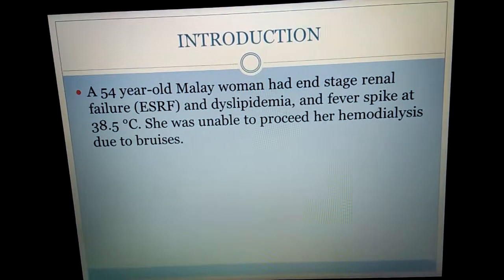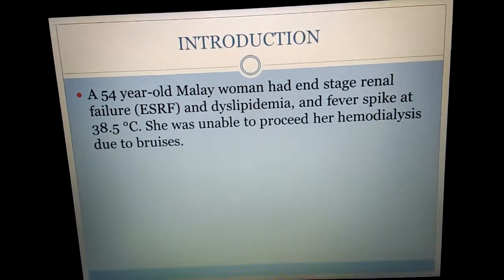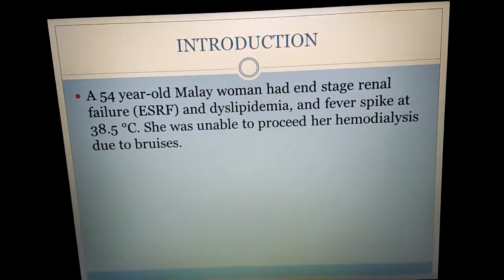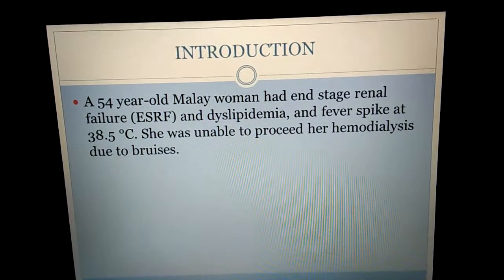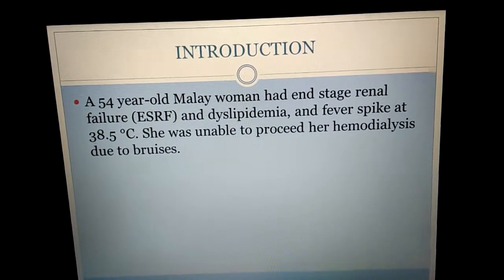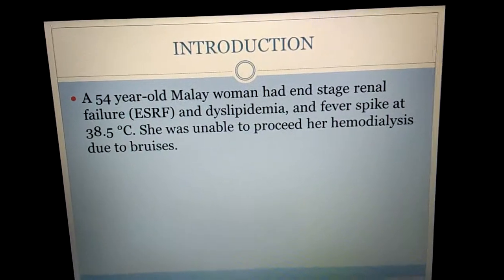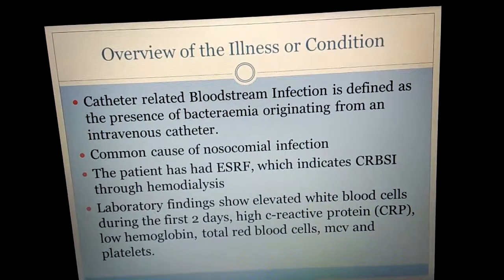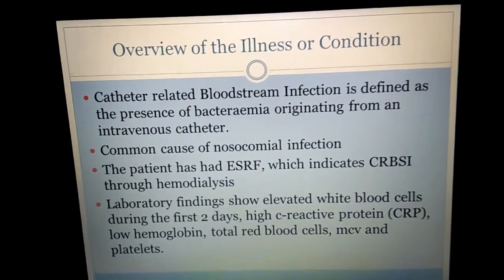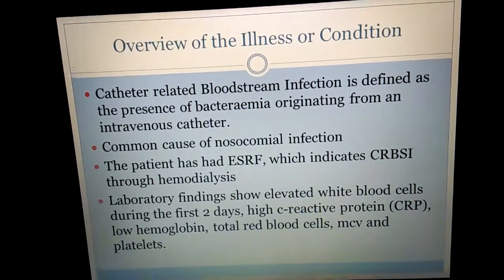Introduction. The patient is a 54 years old Malay woman who had an end-stage renal failure, that is ESRF, and dyslipidemia, and her fever spiked at 38.5 Celsius. She was unable to proceed with her hemodialysis due to bruises. Overview of her condition.